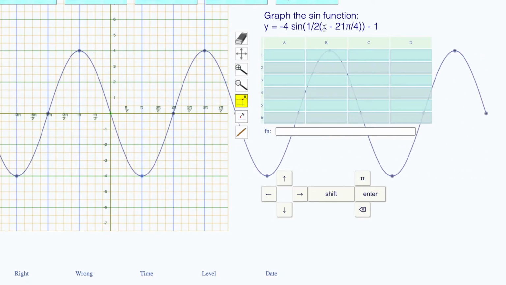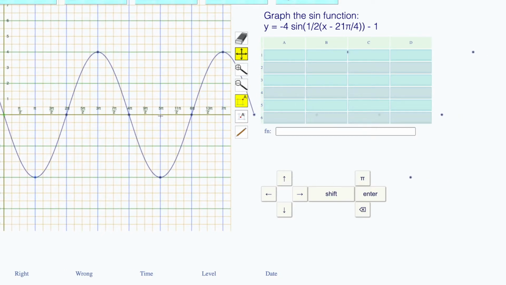The h, this is x minus h, so the h is 21 pi over 4. I'm going to have to translate over a little bit. 20 pi over 4 is the same as 5 pi, right? 20 divided by 4 is 5, so 5 pi is 20 pi over 4. 21 pi over 4 is right here. I want to take this point. Notice it's heading down. So I could take this point and drag it over. It would be the same.